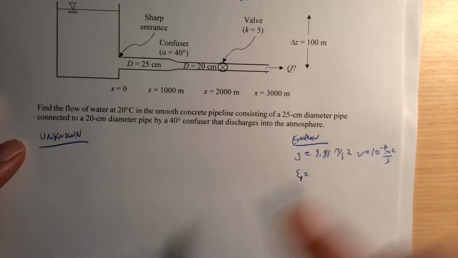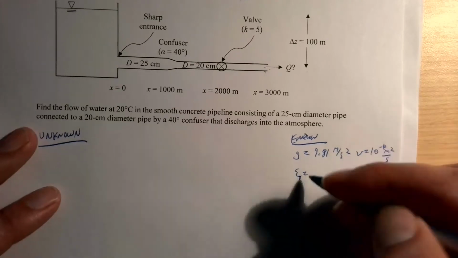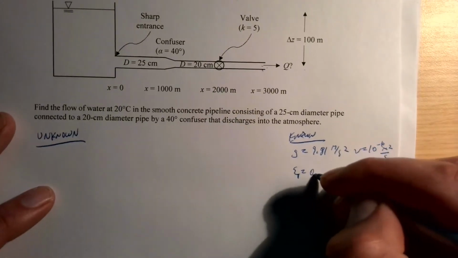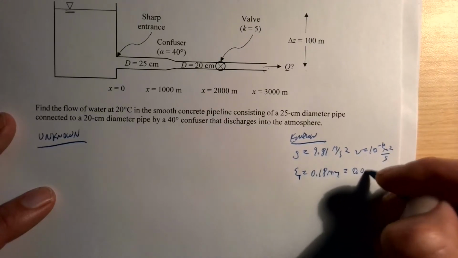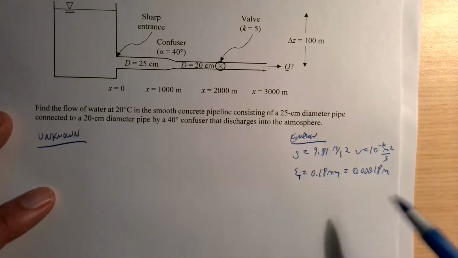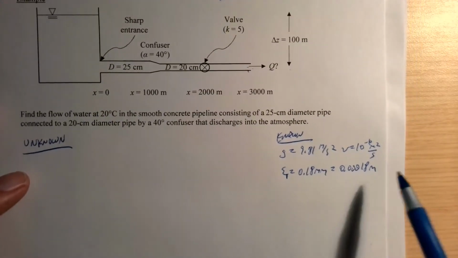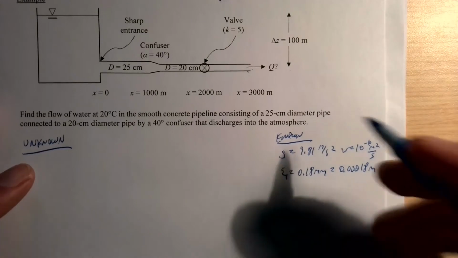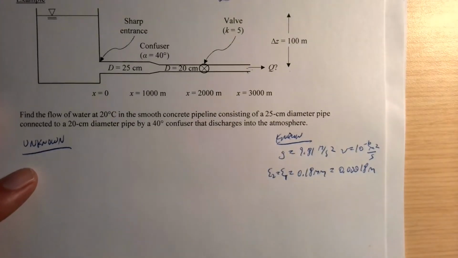We could actually have a different roughness in each pipe. There's no reason we couldn't. In this example, they happen to be the same. It really doesn't matter though, they don't have to be. So 0.18 millimeters, or 0.00018 meters. I like to do the unit conversions early so that we don't get tripped up with them later. And E1 is equal to E2, so they're the same.